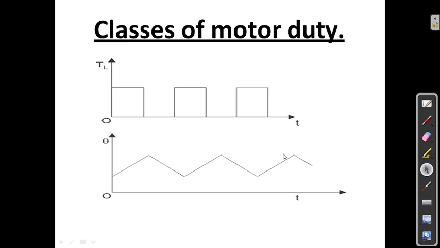This is the waveform of that intermediate duty. See here, this is the on state, then this is the off state, then again the on state, then the off state, then the on state.